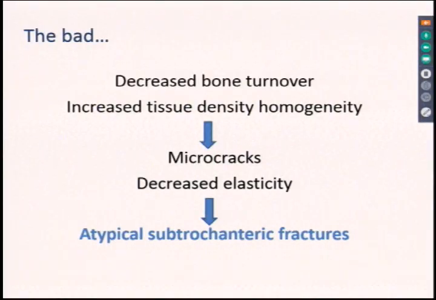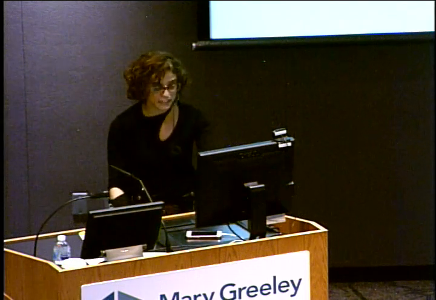So the combination of decreased bone turnover and increased homogeneity or increased mineralization is leading to microcracks and decreased elasticity. That's a bad combination for the bone, right? If you have a bone that has cracks and it cannot softly bend to accommodate forces, then guess what's going to happen? It will crack. Okay, so that's how subtrochanteric fractures can happen.